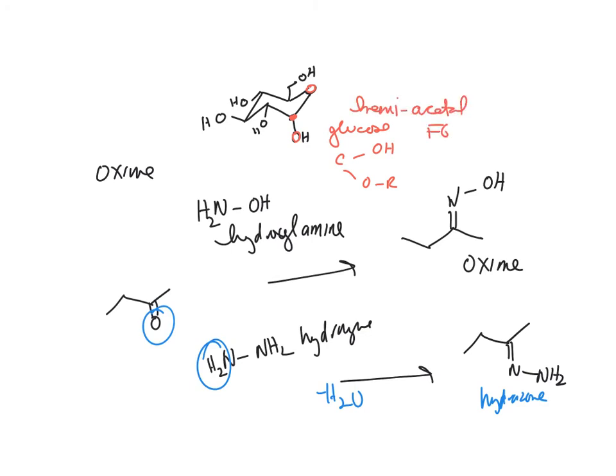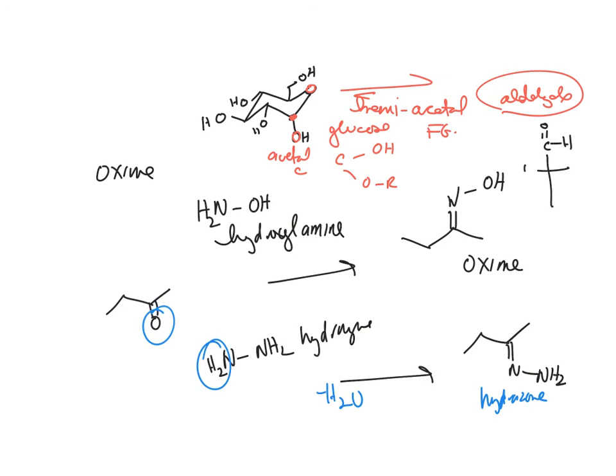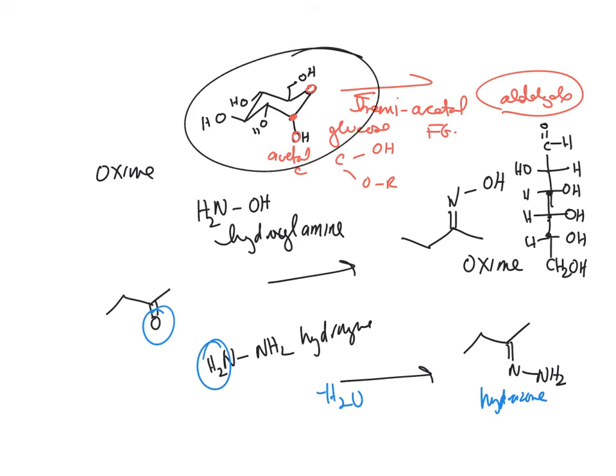hemiacetal functional group. Now what happens is you're going to learn that these open up, and that means that this acetal carbon can form an aldehyde. So it can go in equilibrium to an aldehyde. And so when you have glucose, and glucose is an aldehyde, we can draw our Fischer projection. Not sure about the OHs here. 1, 2, 3, 4, 5, 6.